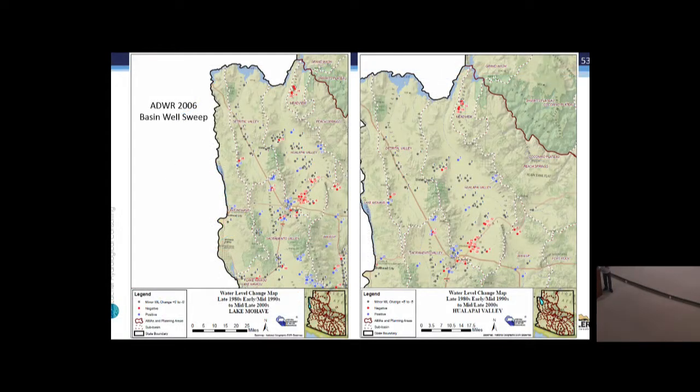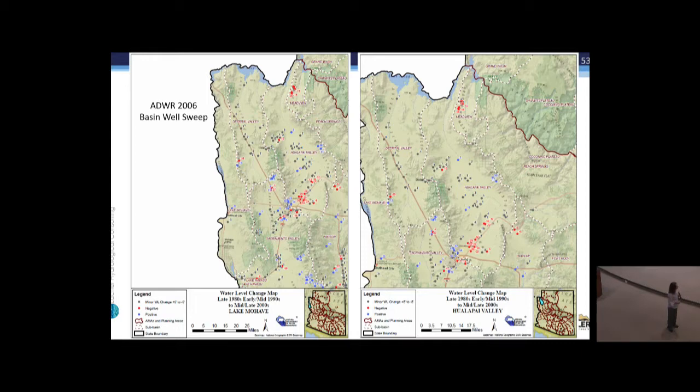This is a more recent ADWR map. So this is considering their 2000, you said they just came through? Okay, so this is only considering the 2006 well sweep. They'll do another one of these maps eventually, but I don't have those data yet.